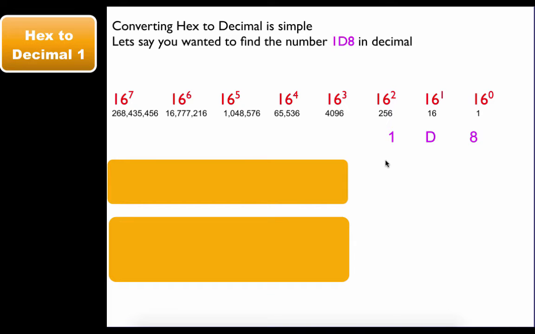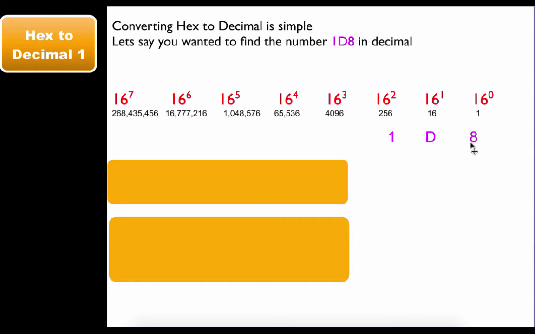Hexadecimal is base 16. So we have 16 to the power of 0, 16 to the power of 1, 16 to the power of 2, 16 to the power of 3, 16 to the power of 4, 16 to the power of 5, 16 to the power of 6, and 16 to the power of 7. If you need more, just continue. So let's convert 1D8 from hex to decimal.